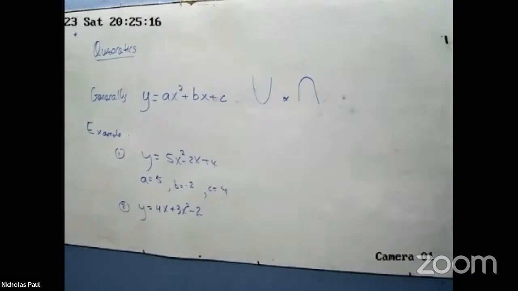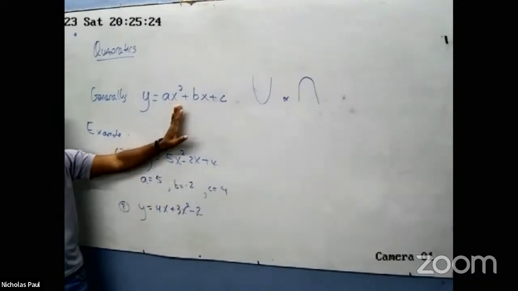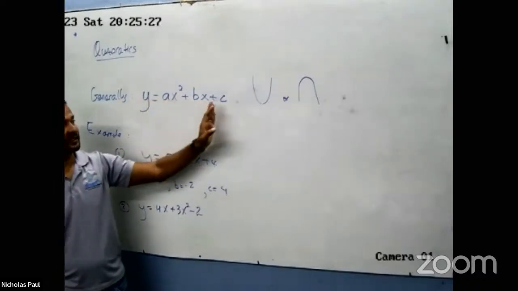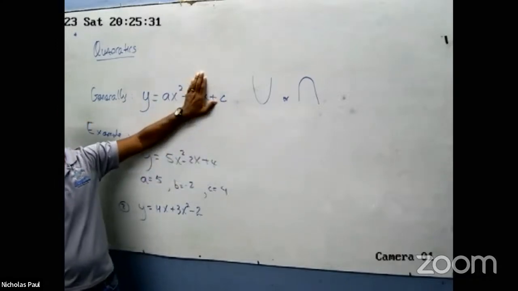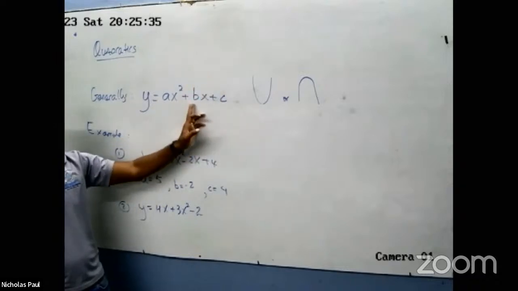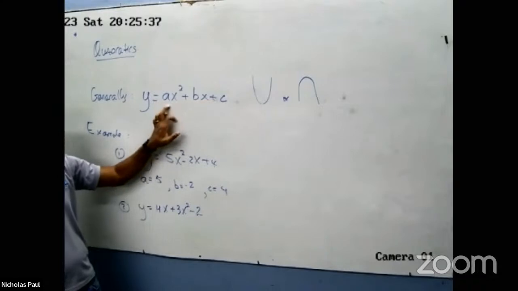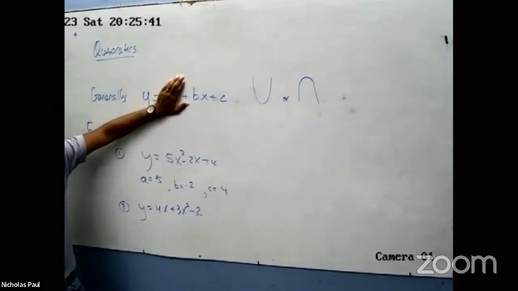Very good. Rearrange. The reason you rearrange is that you always want the one with the highest power first. So you want the squared, then the x, then the constant. It's okay if a quadratic doesn't have one of these, but you have to have an x squared. Otherwise, suppose it doesn't have an x squared.